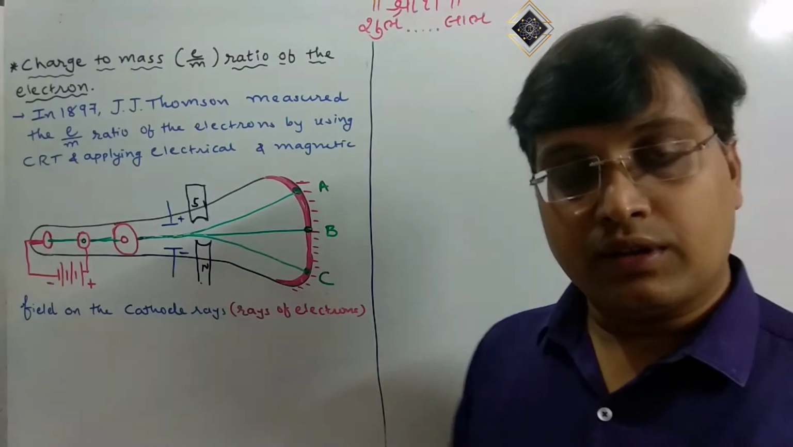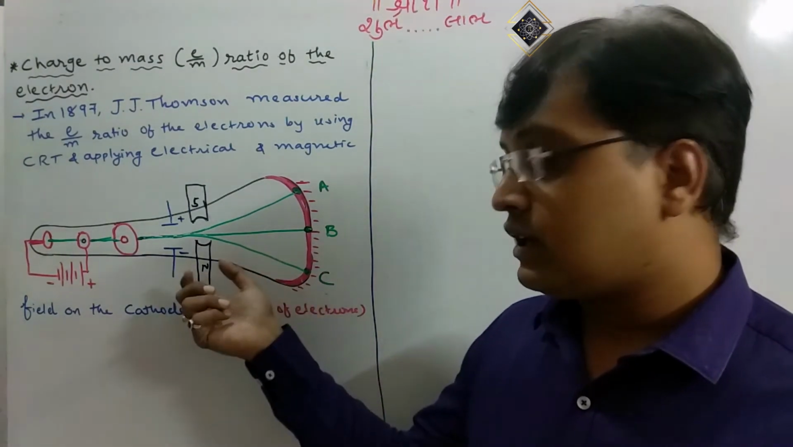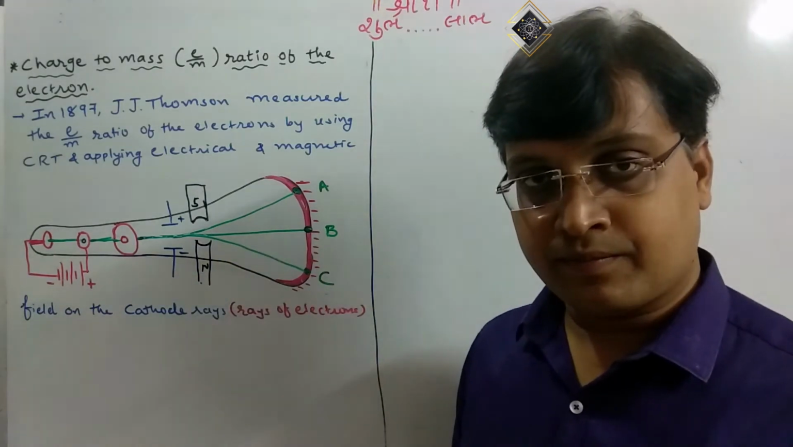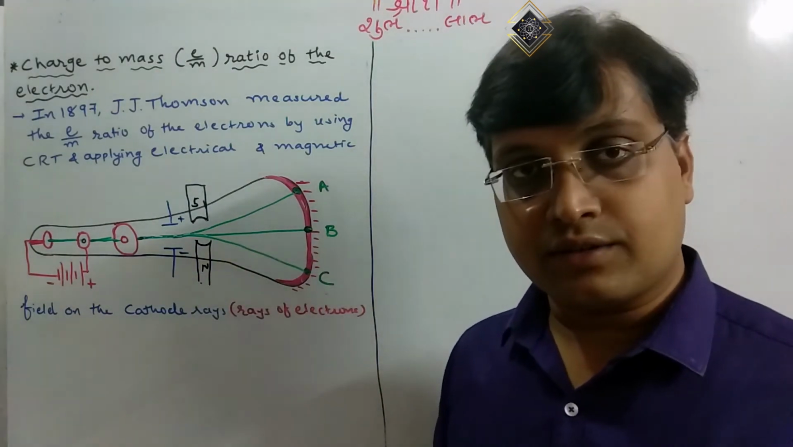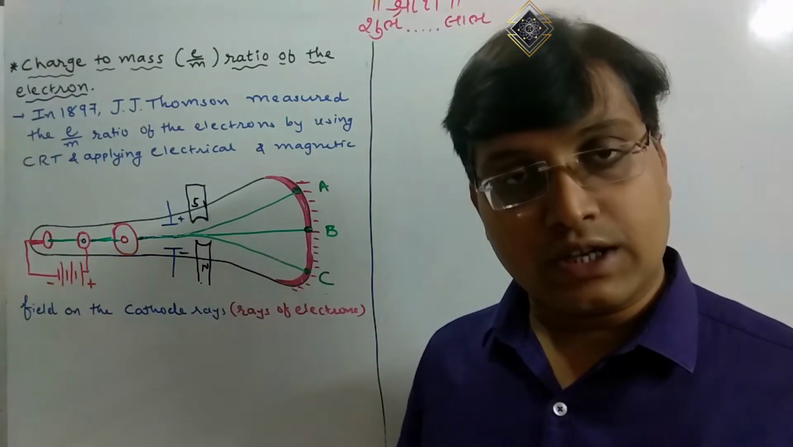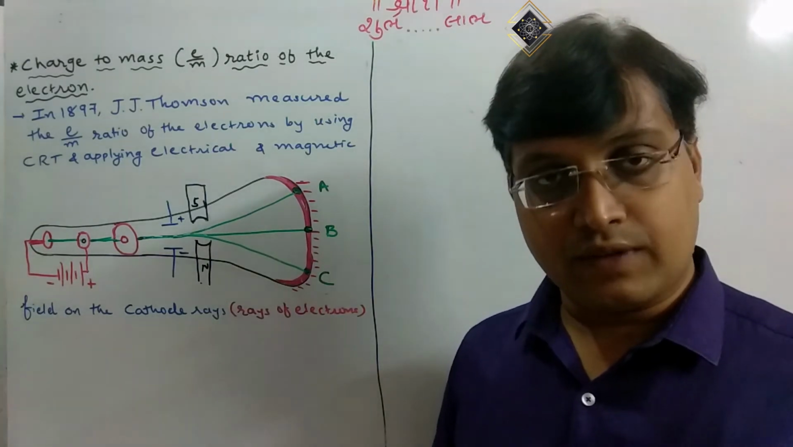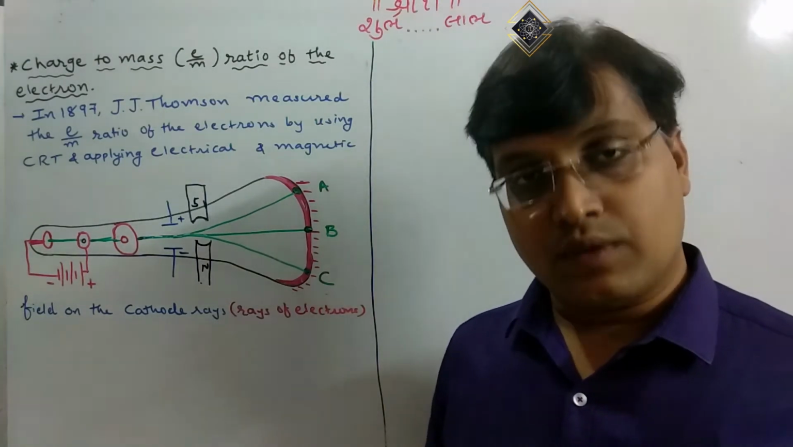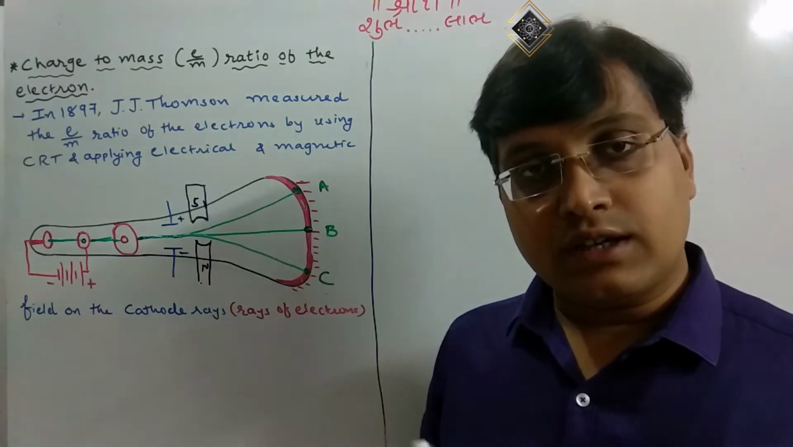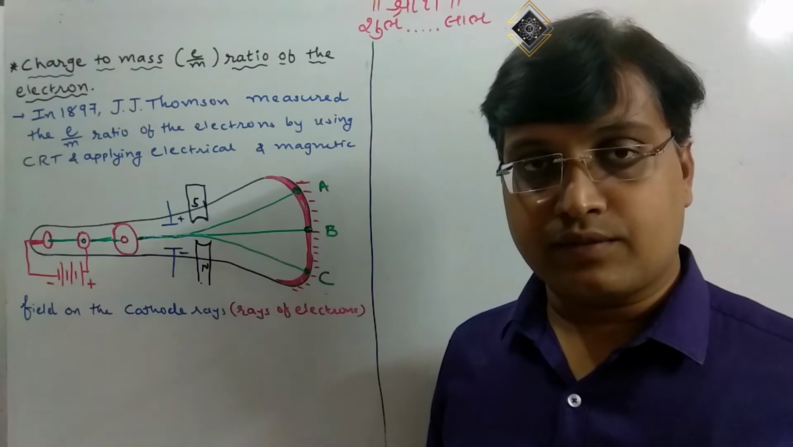Clear? J.J. Thomson may change the magnitude of the electrical field and magnetic field, increase, decrease like this. First he increased the electrical field and found the deflection of the cathode ray. Once again, simultaneously he changed the electrical field and magnetic field, decrease, increase like this.